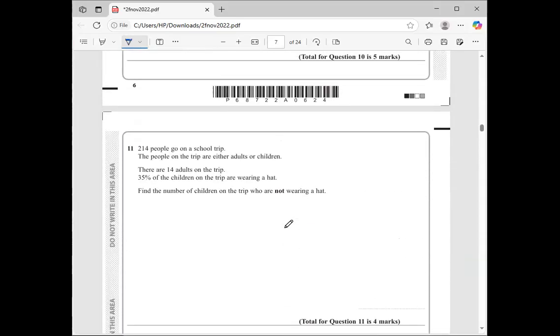What next? 214 people go on a school trip. The people on the trip are either adults or children. There are 14 adults on the trip, and 35% of the children on the trip are wearing a hat.